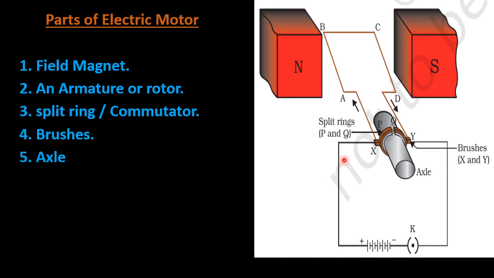And the last one is the axle. So this is the axle in which the rotor will rotate. So these are the 5 different parts of the electric motor. You have to remember this diagram. It will sometimes come in the exam also.